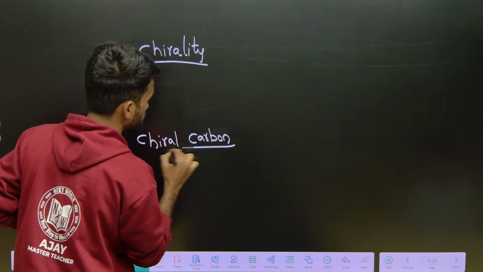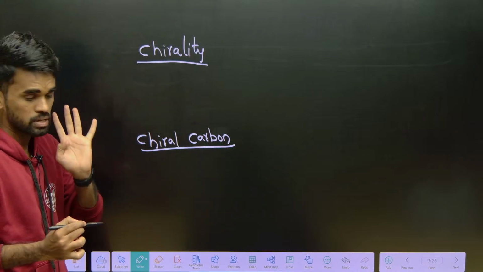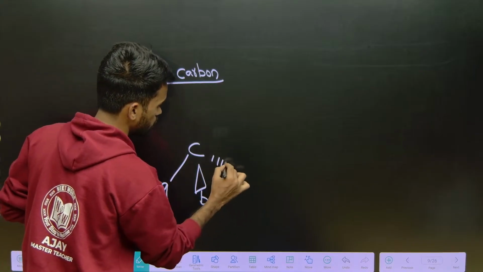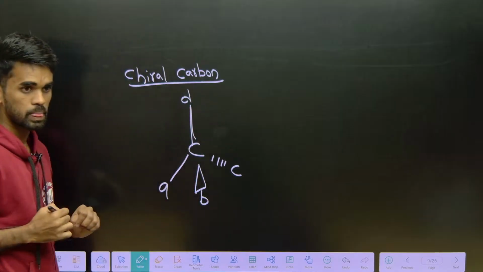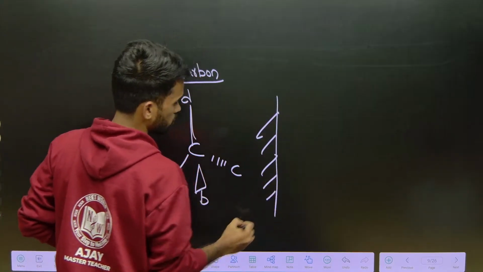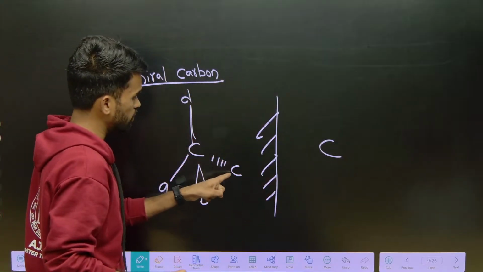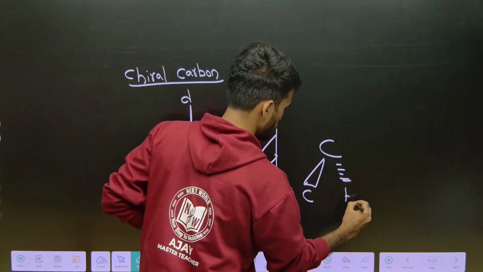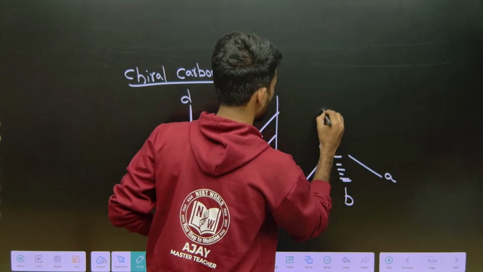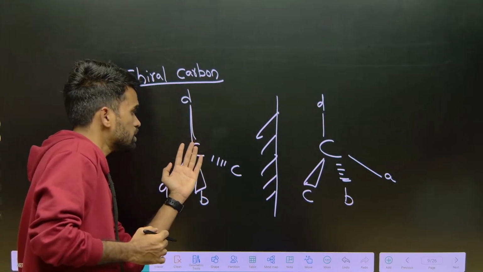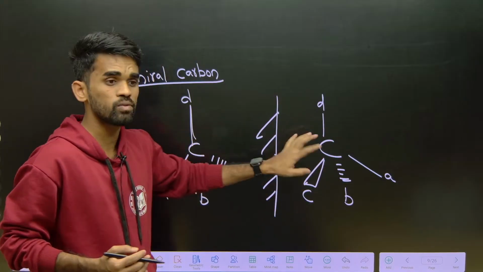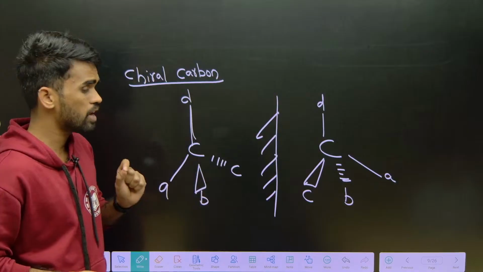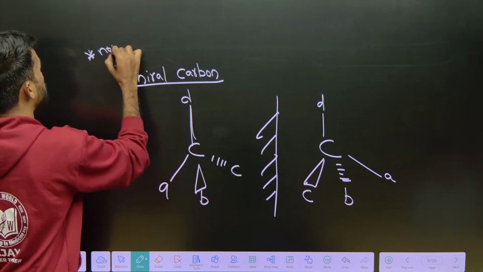What does chiral carbon mean? An sp3 carbon must contain 4 different groups. I am writing A, B, C and D. Now what is its mirror image? If this is a mirror, the C which is below the plane becomes above the plane in its mirror image, right? Like this we write B, A, D. Now if you take this molecule and keep it on that, it won't superimpose. So these 2 are optically active compounds, non-superimposable mirror images. So for optical activity, the criterion is non-superimposability.